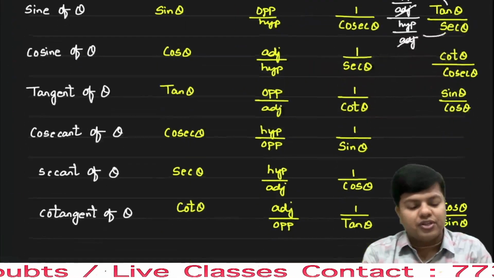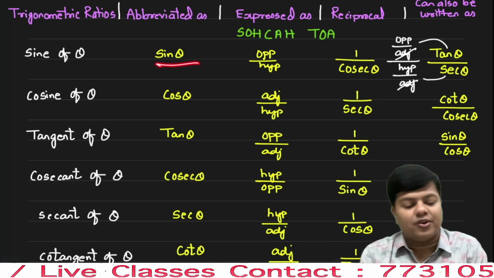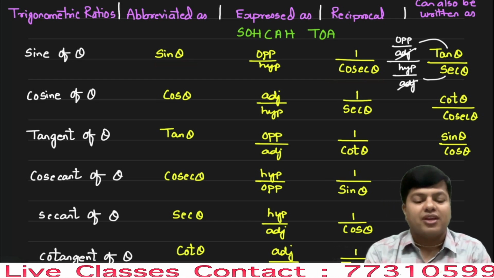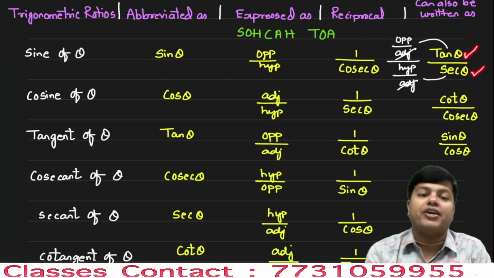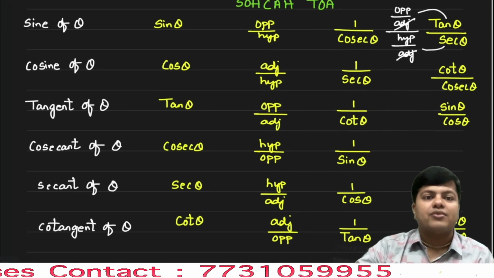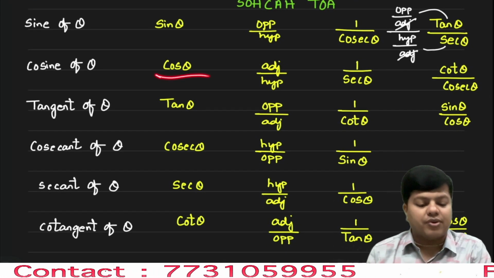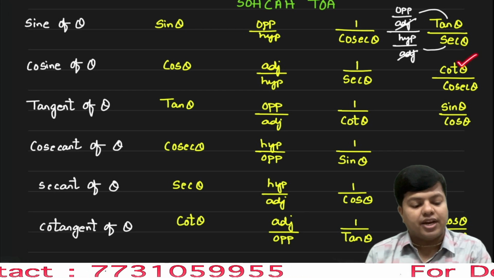We need to know this also, student. What, sir? Sin theta is equal to 1 by cosecant theta. And sin theta we can also write as tan theta by secant theta. I have explained this in my previous video. You can watch that. Okay? Cos theta we can write as 1 by secant theta, and cot theta by cosecant theta.